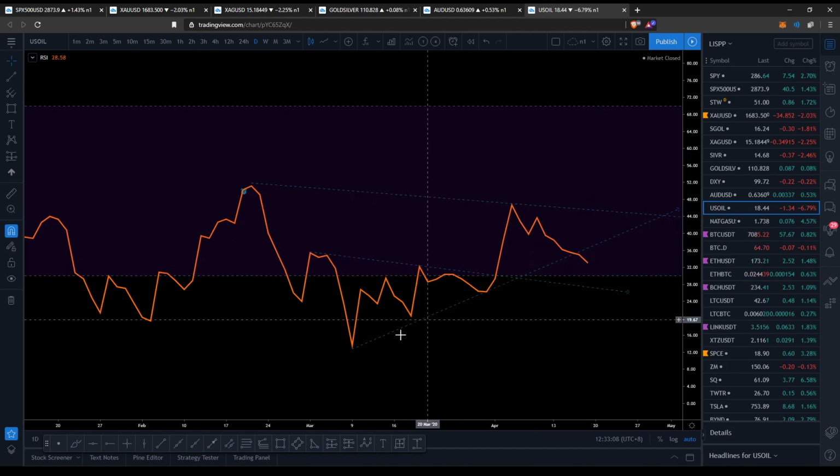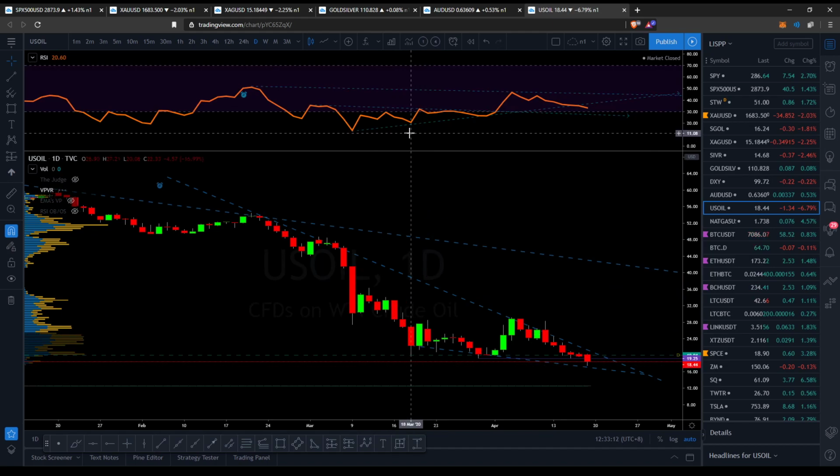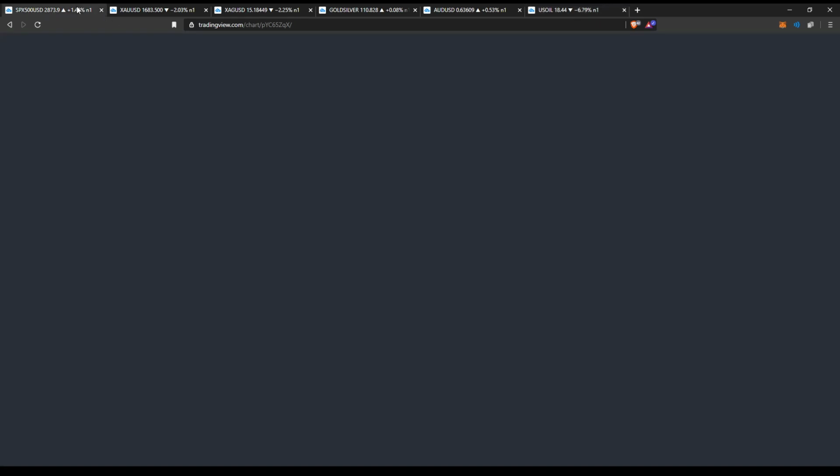Or we're gonna bounce earlier, because this is a bullish divergence forming. So if we do bounce here, it's gonna be a first, second, third bullish divergence, and then we're gonna go up likely in this case. So that's it. That's all I wanted to say.